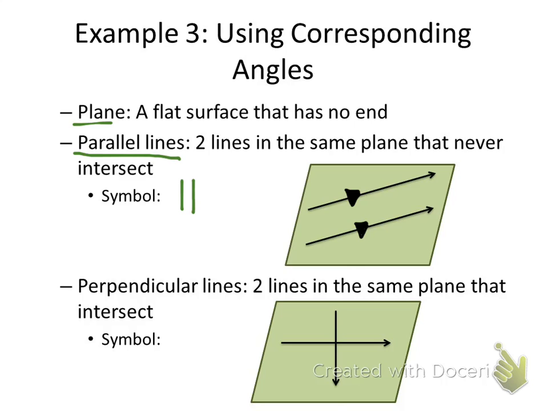Then you have perpendicular lines. Perpendicular lines are two lines that intersect, again, in the same plane. They're not perpendicular unless they actually intersect in a plane. Not that they look like they're going to intersect, but that they actually do. The symbol for perpendicular lines is an upside down T. Make sure you write down the definitions and the symbols. You don't necessarily have to draw the pictures.